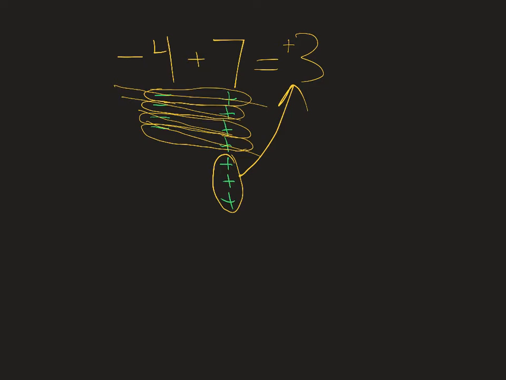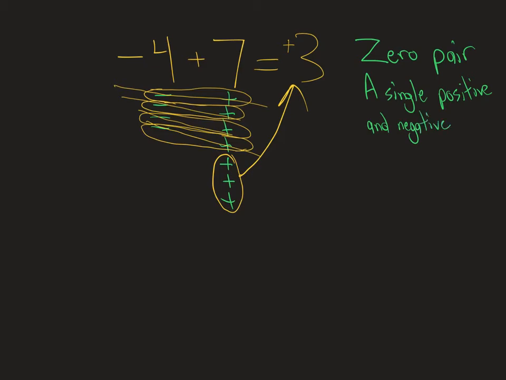They win the fight. Now, this is called a zero pair. You may see or have heard it called a zero pair. And that's when a single positive and negative cancel the 0.